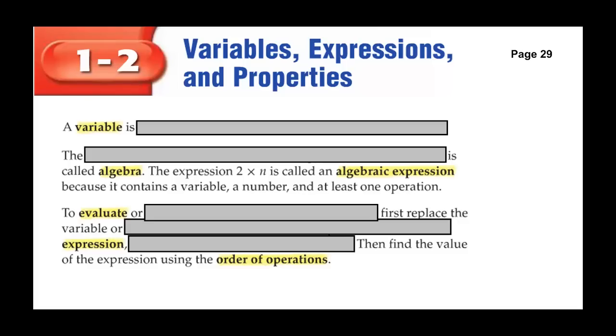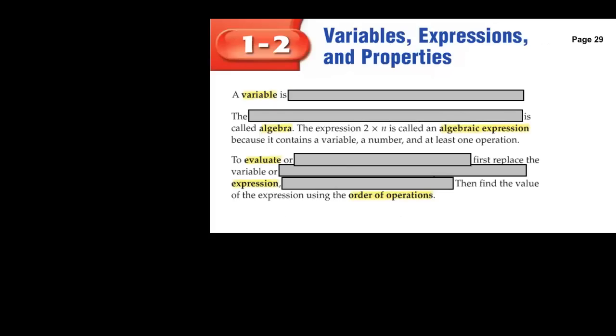These videos will follow along exactly as they occur in your textbook. This lesson is on page 29 in your book. We are skipping the first section and moving on to lesson 2 of chapter 1, and you'll see the title up there, Variables, Expressions, and Properties.